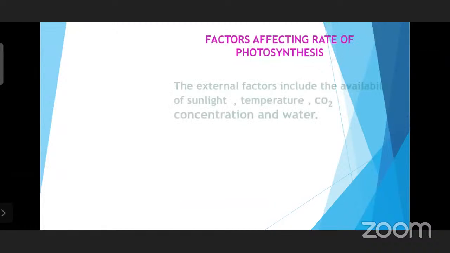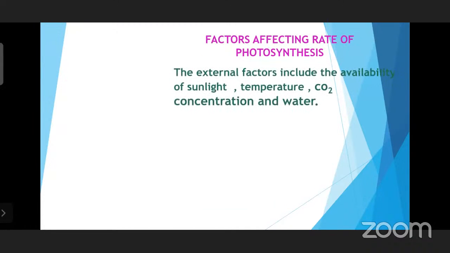Factors affecting rate of photosynthesis: external. External means not only the internal plant factors are important, but also the external factors on which the plant is depending, the abiotic components like the sunlight, the carbon dioxide availability, the water availability, mineral nutrients. All these are also very, very important.